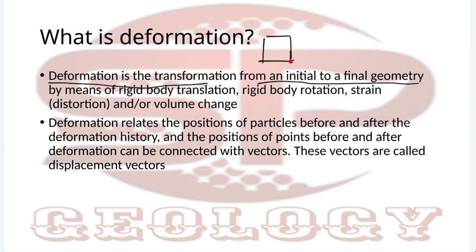Suppose this is an object. If you apply force on it, then its shape will change depending upon what type of force we are applying. So suppose it will change like this. Now this is its initial geometry and this is the final geometry. So that is called deformation.